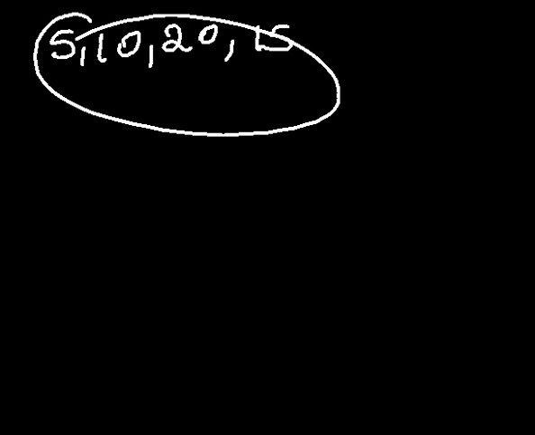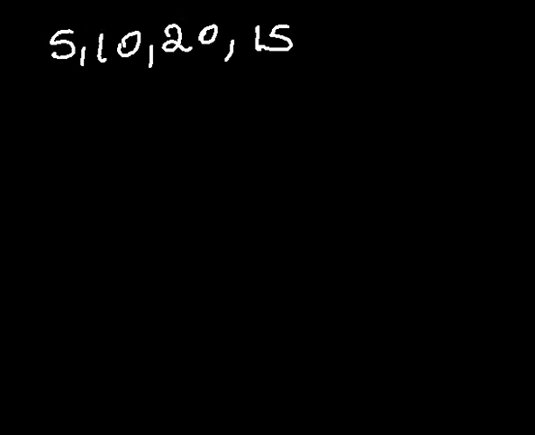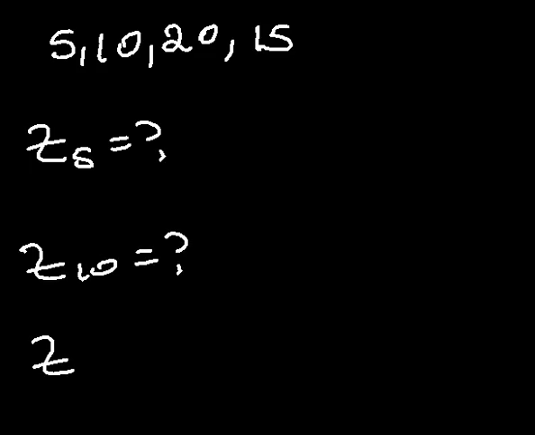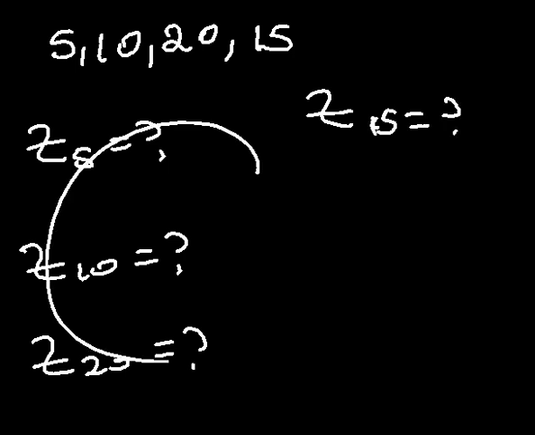Let's say we have this data value in that case. So what is the z-score or the standard score for 5? And what is the z-score for 10? And what is the z-score for 20? And also, what is the z-score for 15? So take note of that. How should you be able to work all these out?